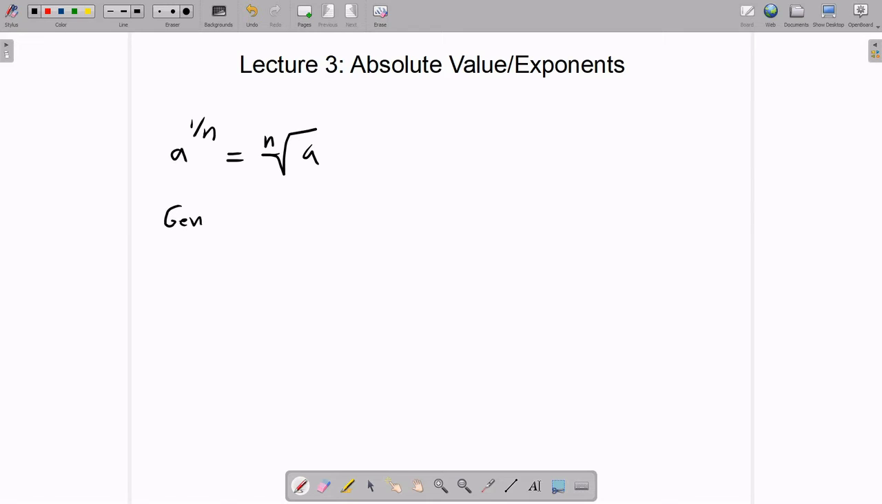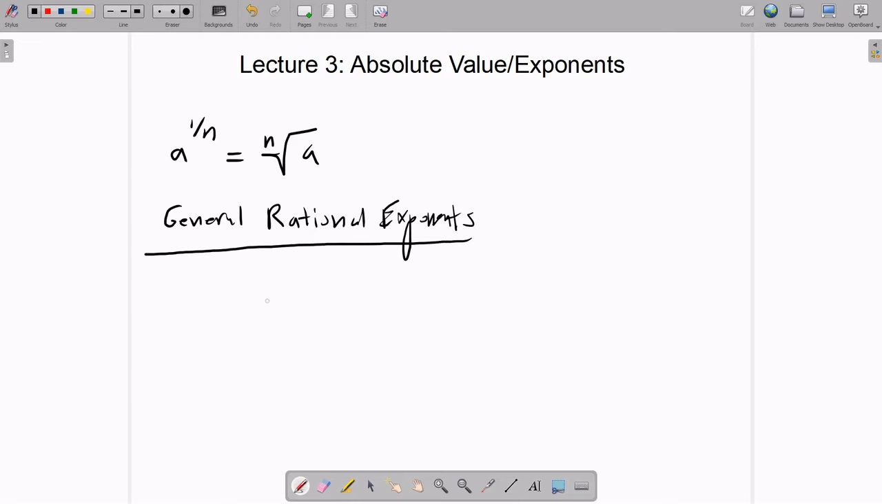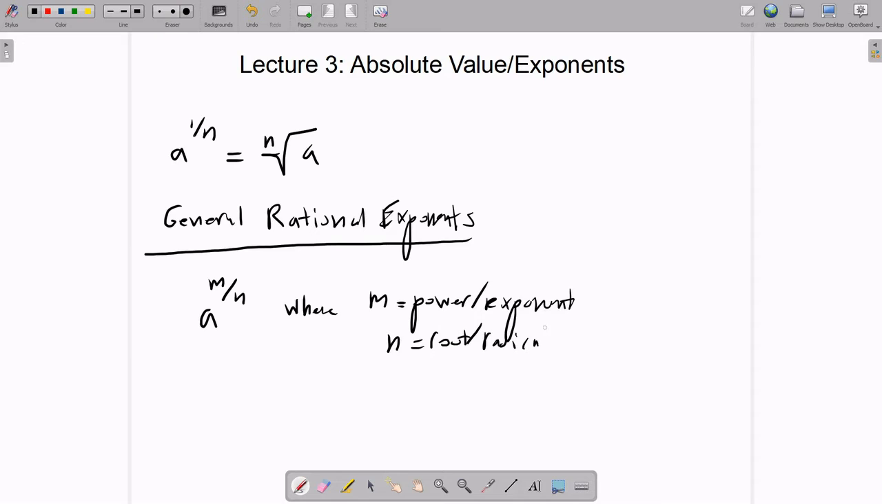The general form of rational exponents is a raised to the m over n power, where m is the power or exponent, and n is the root or the radical. So a to the m over n is equal to the nth root of a to the m, like that. So far so good.